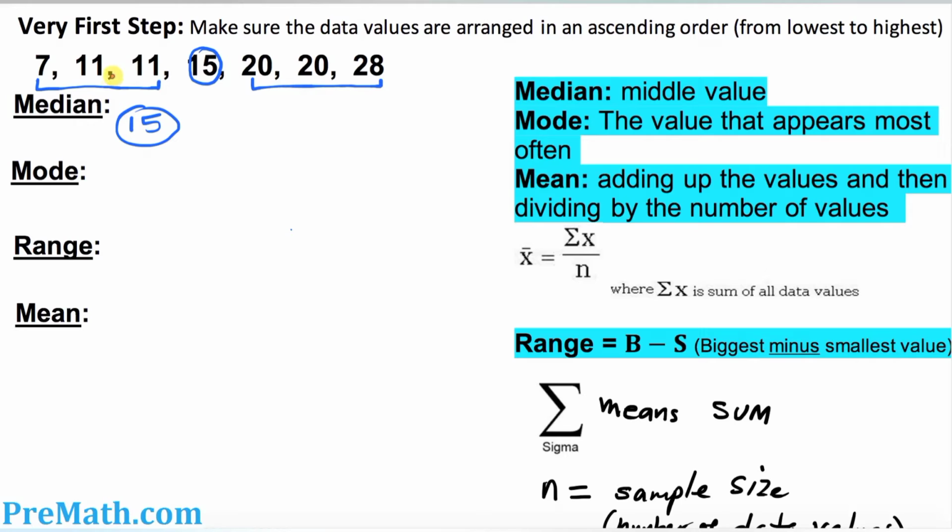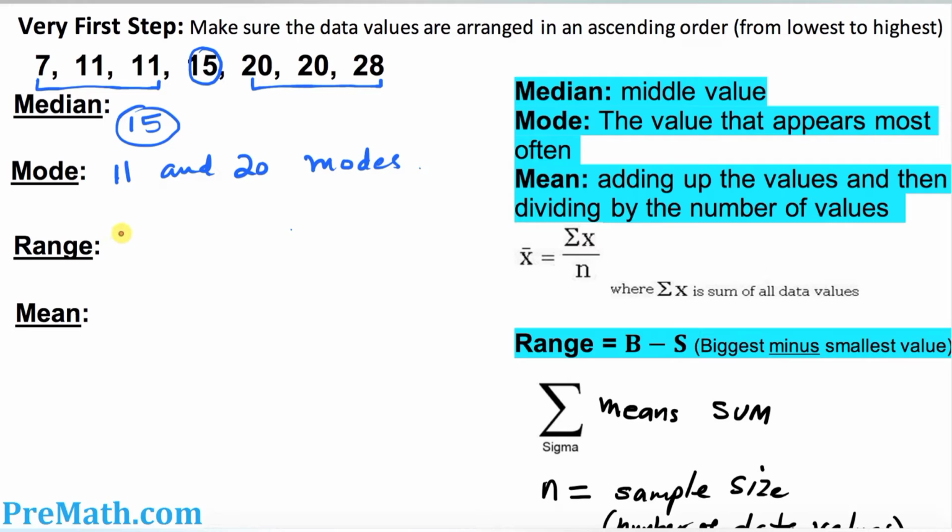So what is the mode, by the way? Mode is simply the value that shows up the most number of times. Over here you can see 11 is showing up twice and 20 is showing up twice as well. So that means we have two modes. 11 and 20 are our modes, and they are showing up twice.